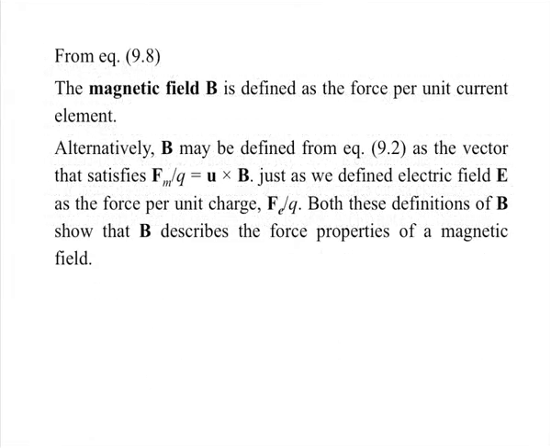Now, from equation 9.8 we have dF = IdL × B, and from this we can define the magnetic field as the force per unit current element. Alternatively, B can also be defined as the vector that satisfies the equation Fm/Q = u × B, just as we define the electric field as the force per unit charge. From these two definitions of B, we can say that B represents the force properties of a magnetic field.